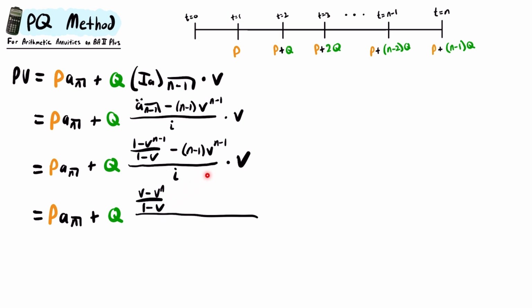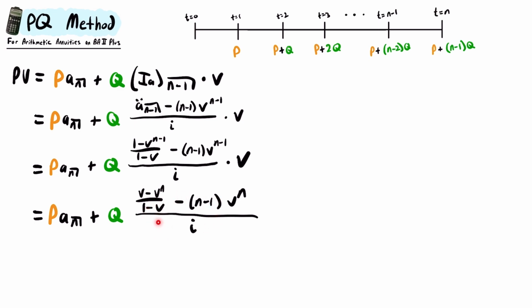Okay, and the same thing is going to happen when you multiply this v by this term. v to the power of n minus 1 times v will just be v to the power of n. So we have minus n minus 1 times v to the power of n, and then we still have i in the denominator. All right, now this doesn't seem all that helpful right now, but it will eventually.